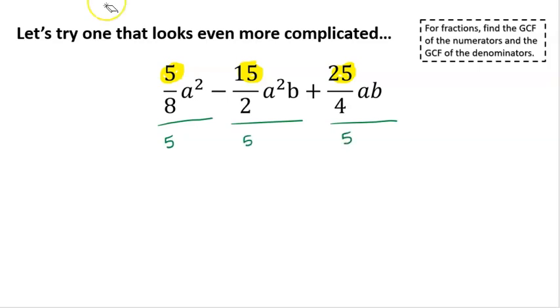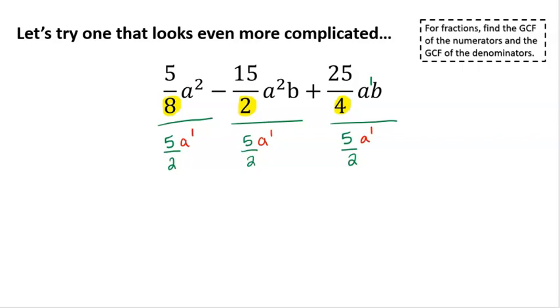And then we're going to look at the bottoms. And so I have an 8, a 2, and a 4. And so that's going to be 2, the highest number that goes into all of those. And now we can start looking at our variables. And I notice that a is in each one of these. I have a 2, and a 1. And so I'm going to put that here, a to the first power.